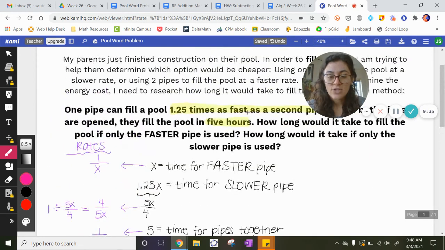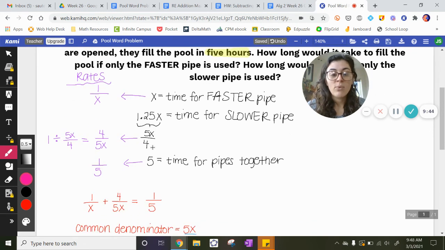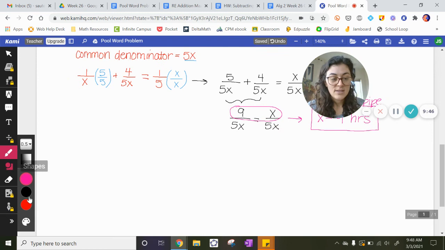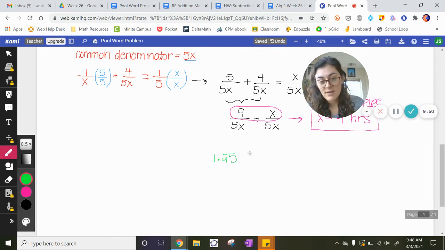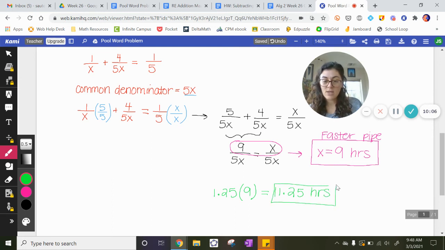And then the second question asked, how long would it take if only the slower pipe is used? So here we have to go back and see that the time for the slower pipe was 1.25x. So what I need to do now is take 1.25 times my x, which is 9. 1.25 times 9 is 11.25. So it would take 11.25 hours for the slower pipe.